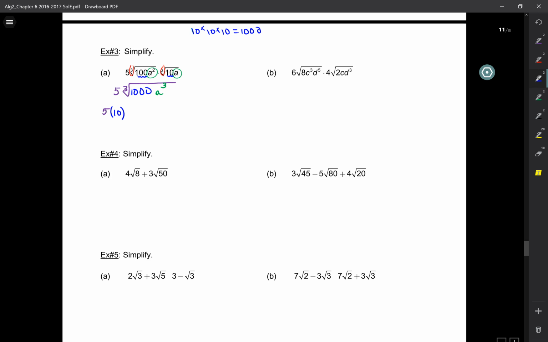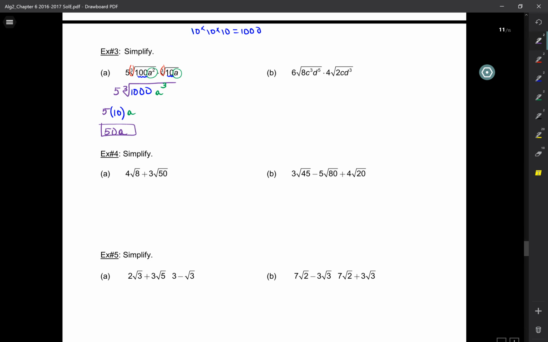Yes. Now, look at the A's. Are there enough A's for them to come out? Yes. You need 3 of them. Hey, you have 3 of them. They come out as a what? A. So, simplifying a little bit further, this is 50A. Okay? So you multiply that 5 with the outside? 5. This is it. We're done.